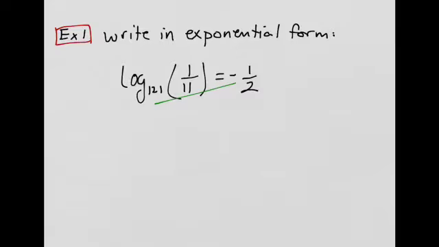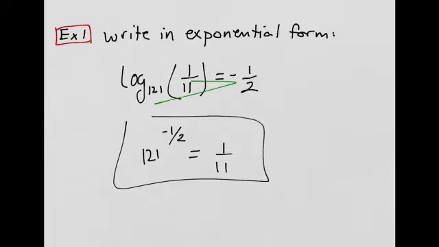121 to the negative 1/2 equals 1 over 11. So in exponential form, this would be 121 raised to the negative 1/2, and that equals 1 over 11. It's very simple. If you have a log, you can change it to exponential form by using magic 7.